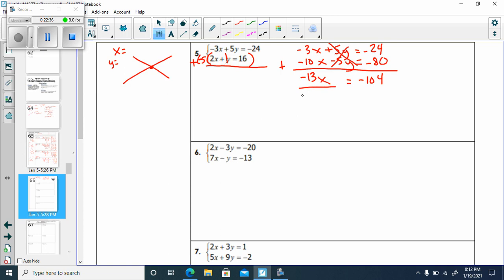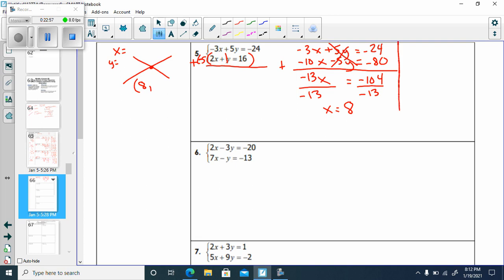Now I'm going to need to divide both sides by negative 13. I know these are awfully big numbers. x is equal to negative 104 divided by negative 13. A negative divided by a negative is a positive. So x is 8. Our x coordinate is 8.